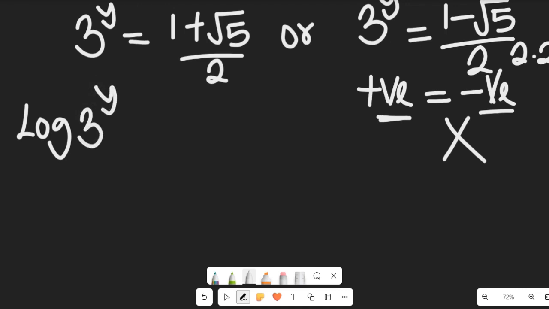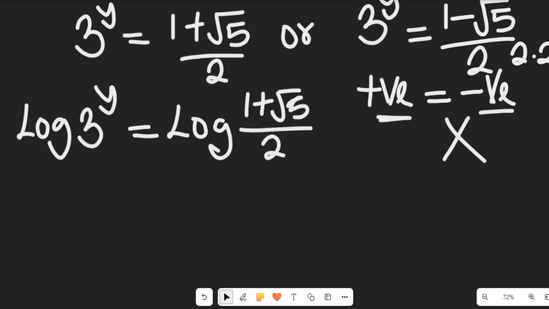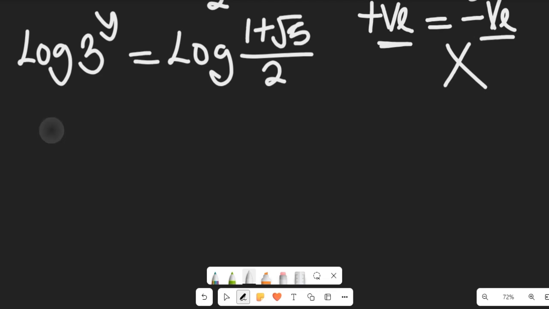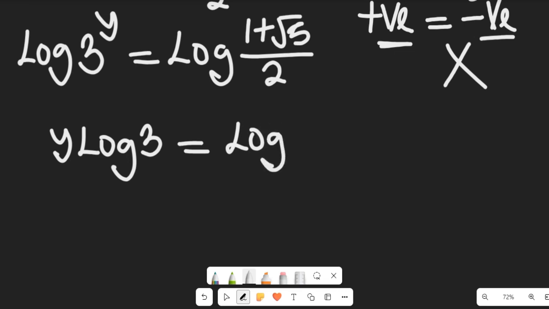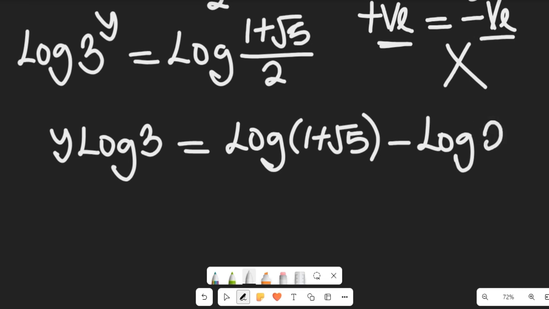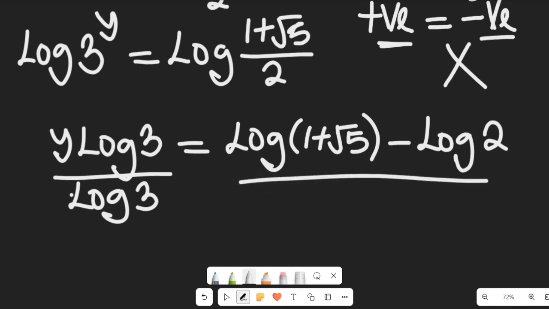So this will give us the log of 3 to the power of y, base 3, equal to the log of 1 plus root 5 divided by 2. So what do we do here? We are going to simplify this. Our y log 3 will be equal to, this is going to simply give us the log of 1 plus root 5 minus the log of 2. Remember the laws of logarithm, the division law of logarithm. So if I divide here by the log of 3, I will equally divide all this by the log of 3. That way, I can be able to find the value of y.